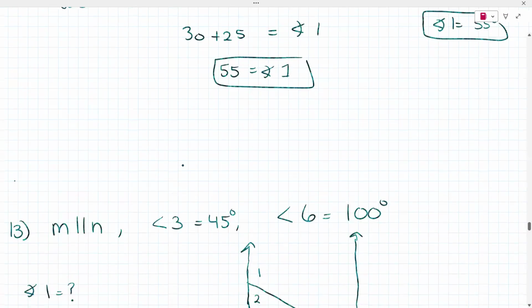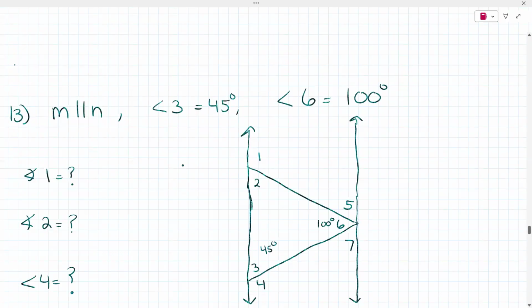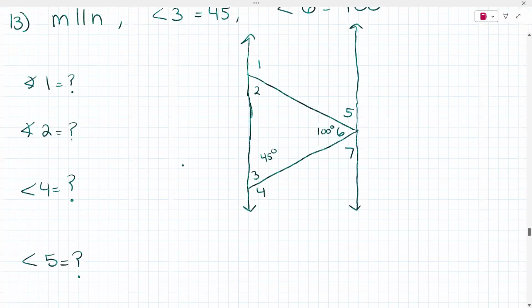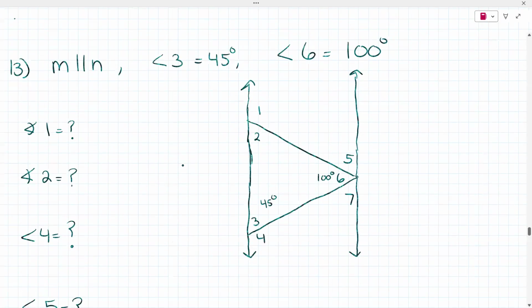Okay, let's move on to 13. In 13, M is parallel to N, angle 3 is 45, angle 6 is 100 degrees. Find angle 1, angle 2, angle 4, and angle 5. So you have this image, this triangle, and two parallel lines, and what did they tell us? Angle 3 is 45, angle 6 is 100.